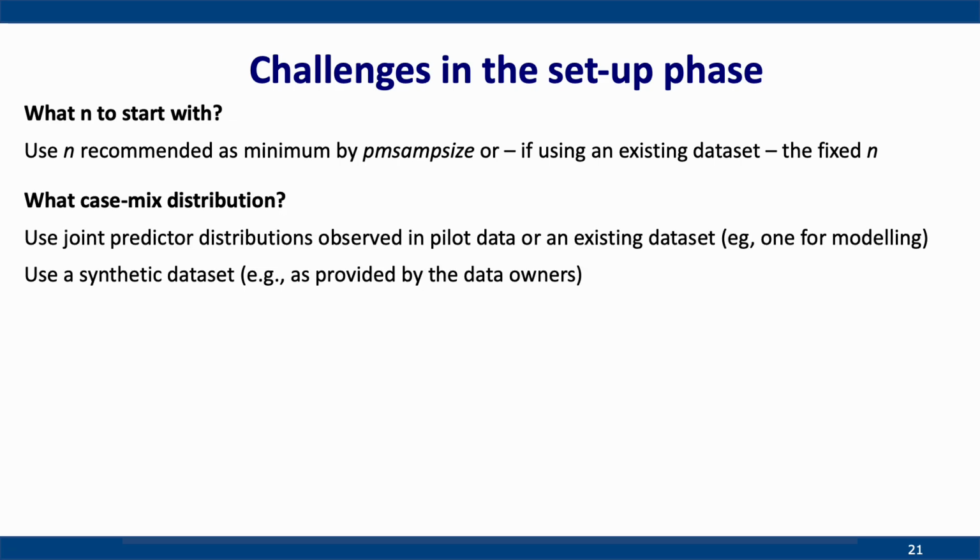What about the case mix distribution? I talked about the fact that you need to specify your joint predictor distribution. Well, what I would say is, is there existing data that you could base that on? So is there some pilot data that you've got for your target population? Is there another data set, maybe a trial? Was a previous model built, and could you get access to that data? Often if you've got this existing data set, you may have that data set already. So before you do any modeling, you can look at the predictor case mix distribution and use that to inform your sample size calculation, which can then inform the number of predictors you think about and so forth.